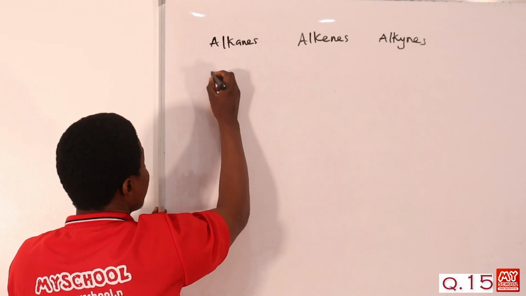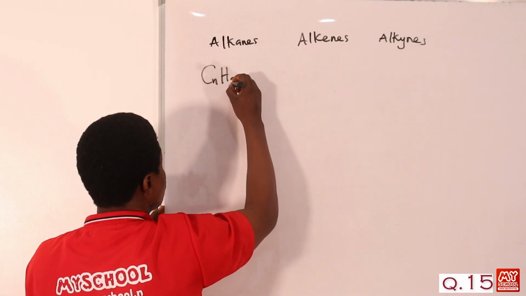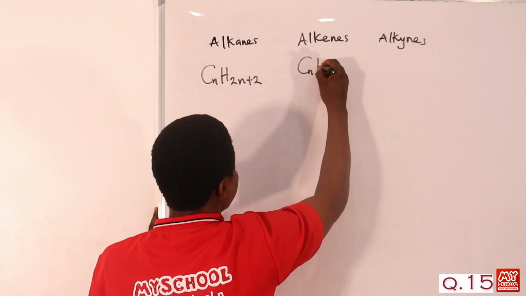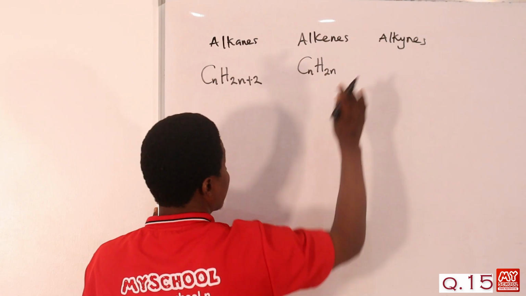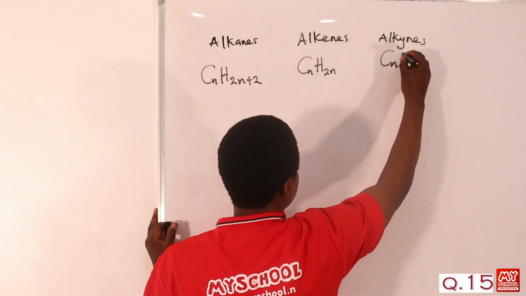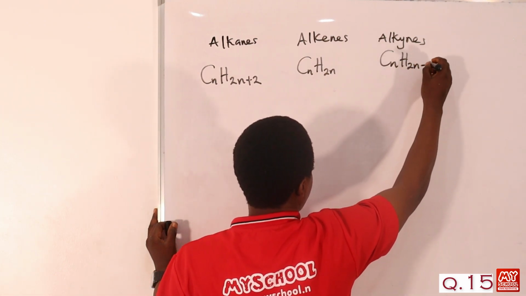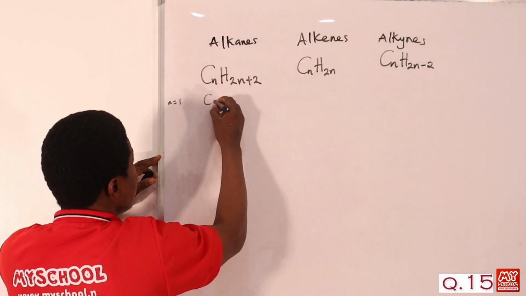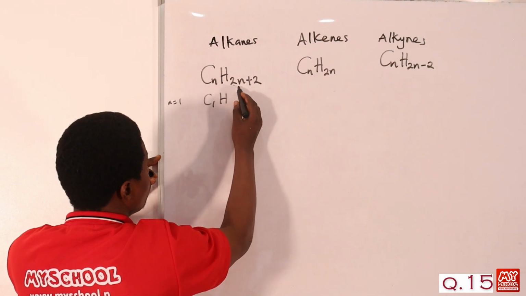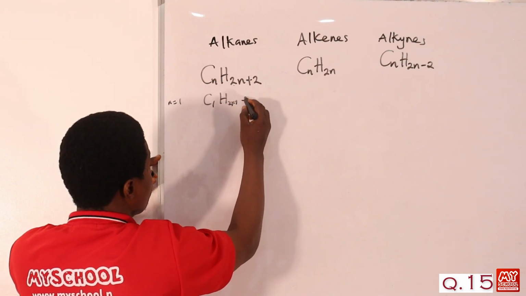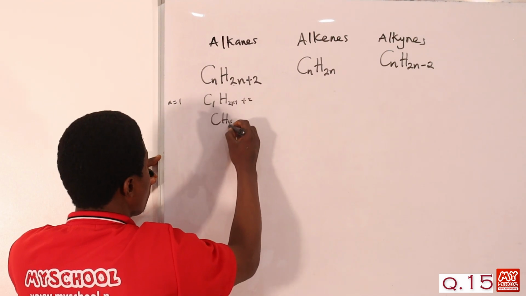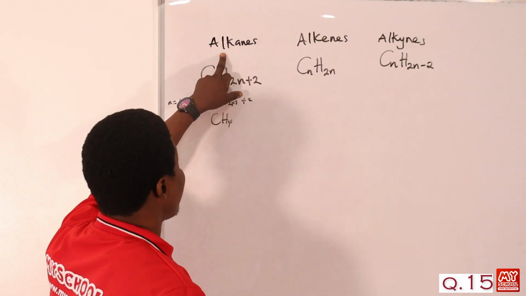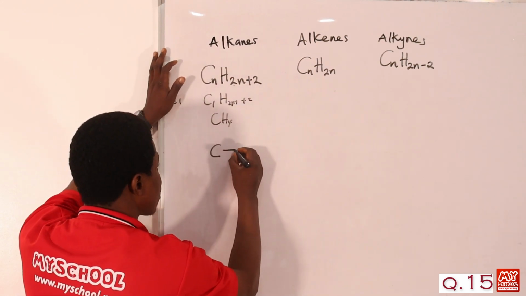The alkanes, don't forget, have the general formula CnH2n+2. Alkenes have the general formula CnH2n, and alkynes have the general formula CnH2n-2. Of course, when your n is 1, for instance, 2 times 1 will be 2, then plus 2. So that will be CH4. That's the first member, which is methane.